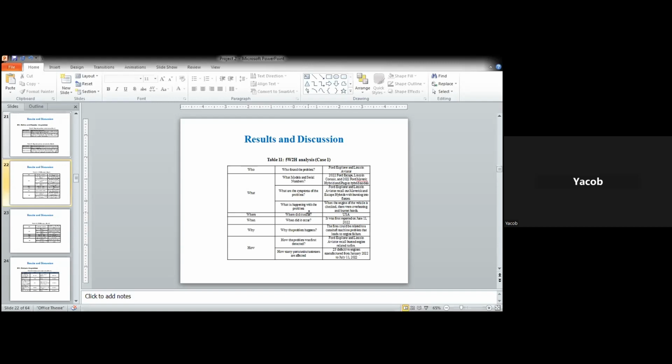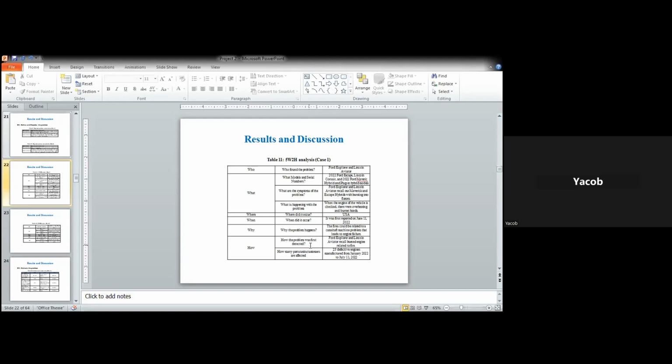What is happening with the problem? Overheating and burnt hoods. Where did this occur? In USA. When did this occur? It first occurred on June 11, 2022. Why does the problem happen? The fires could be related to maybe some camshaft machine problem that leads to engine failure.